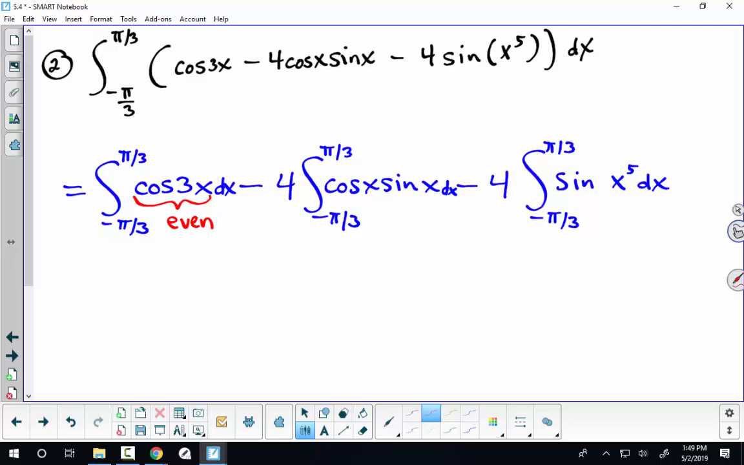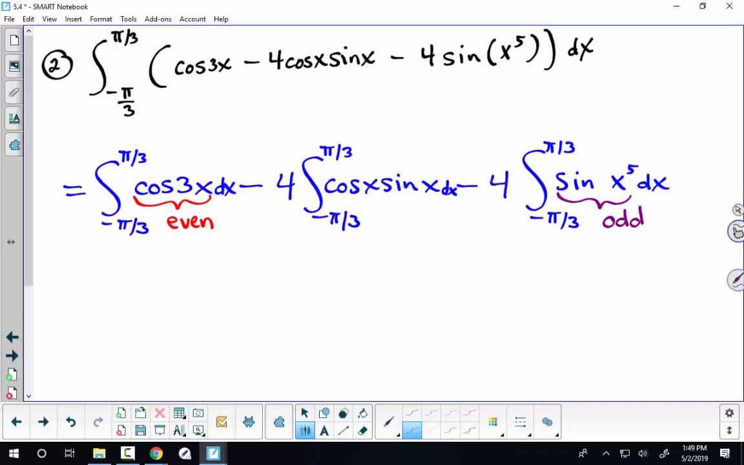How about sine of x to the 5th? Is that even or odd? It's odd. Well, good news, that's an odd function around a symmetric interval. All of that's just 0.